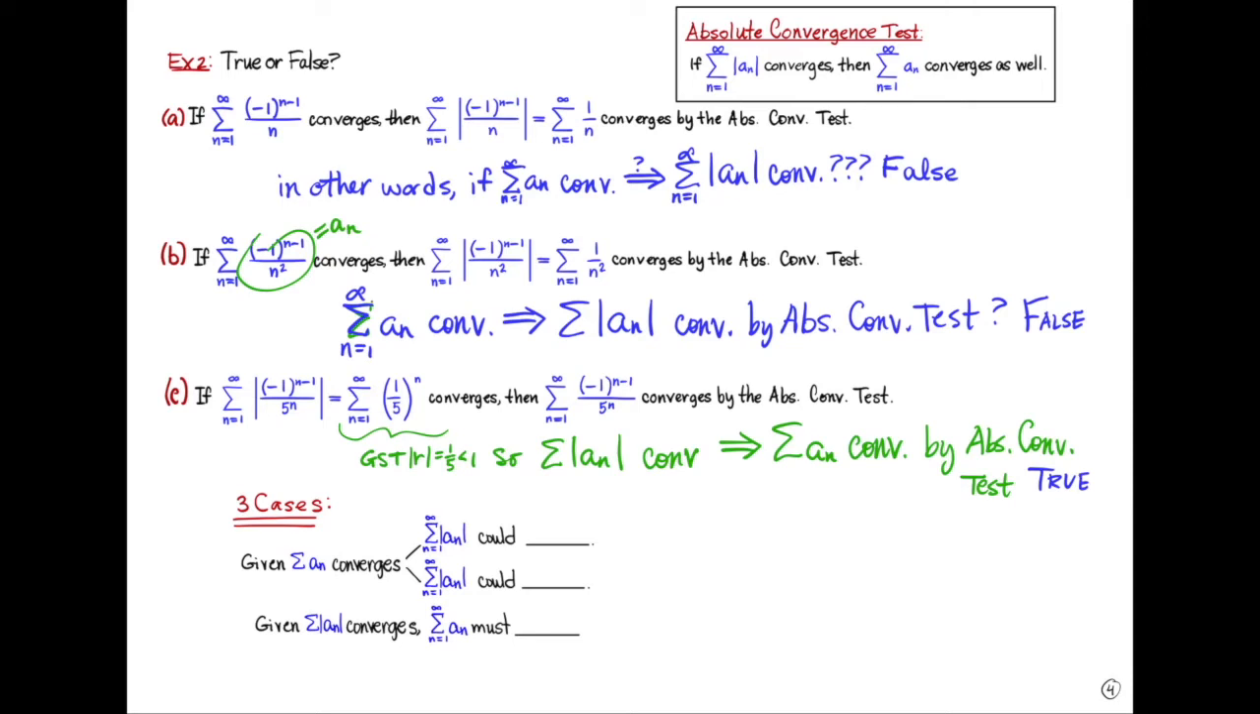So we have 3 cases overall. If we know that the sum of a sub n converges, then the series of the absolute value of the terms could either converge or diverge. We would have to do additional testing to determine which is the case. So the absolute value of the terms might diverge. Think of the alternating harmonic series. The sum of -1 to the n minus 1 over n converges, but the absolute value of those terms diverges. And so this would be conditionally convergent.